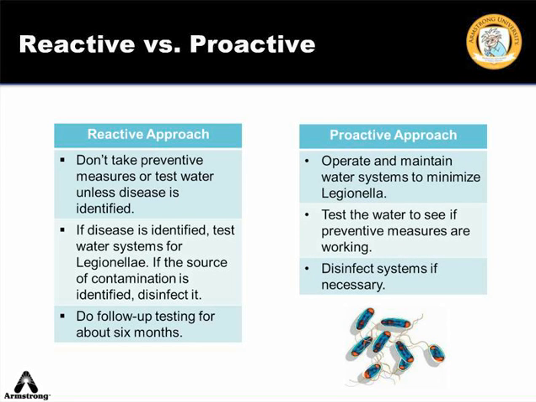There are two ways to approach the management of Legionella issues in a facility: reactive and proactive. With the reactive approach, don't take preventive measures or test water unless disease is identified. If disease is identified, test water systems for Legionella. If the source of contamination is identified, disinfect it. And do follow-up testing for about 6 months. With the proactive approach, operate and maintain water systems to minimize Legionella. Test the water to see if preventive measures are working, and disinfect systems if necessary.